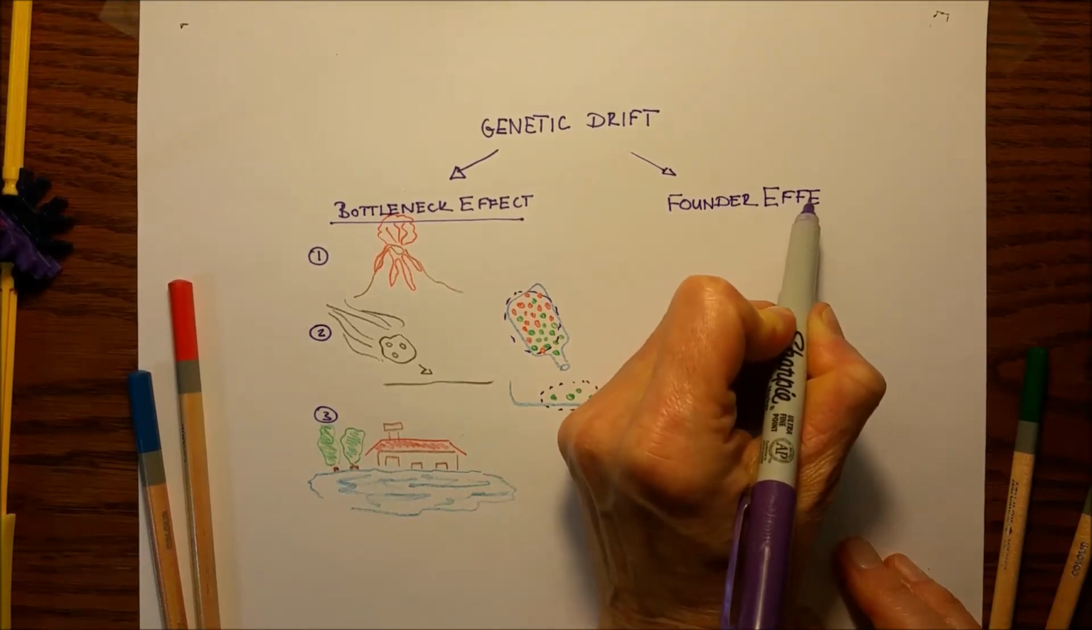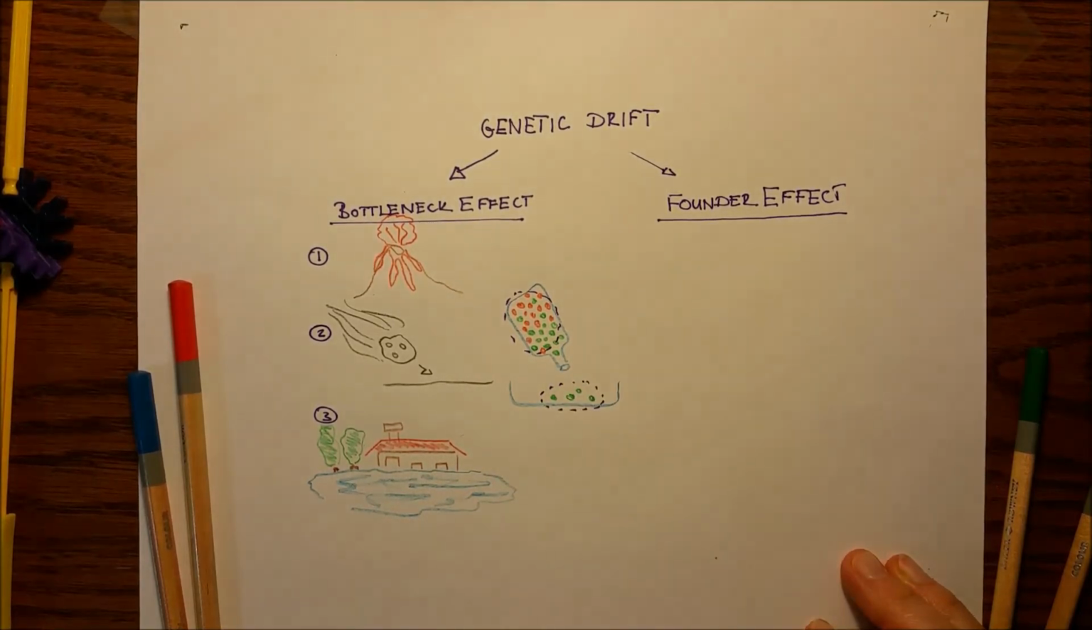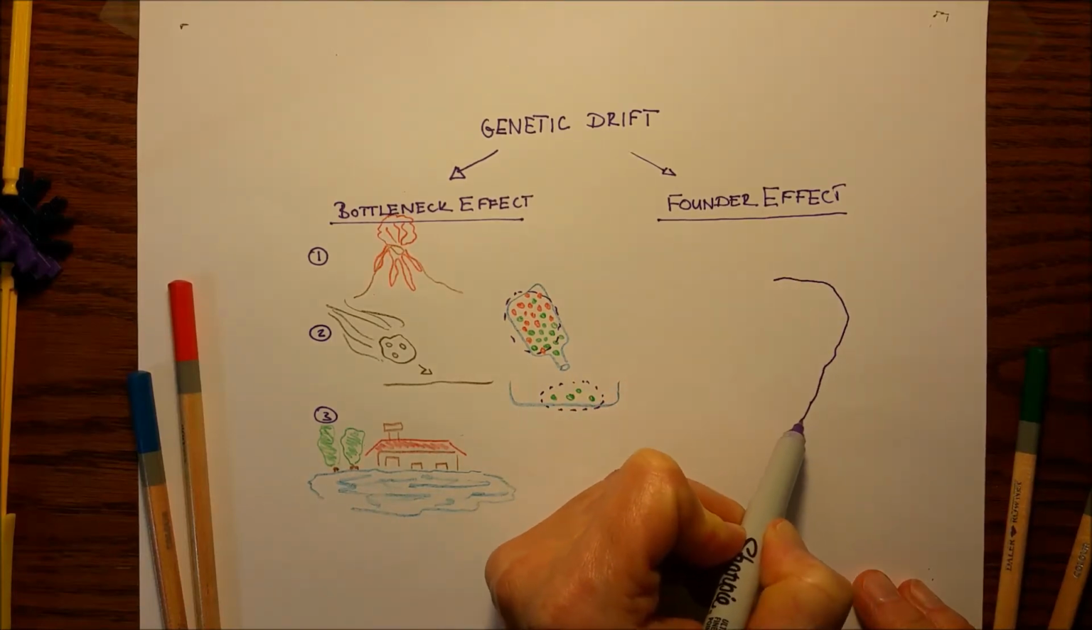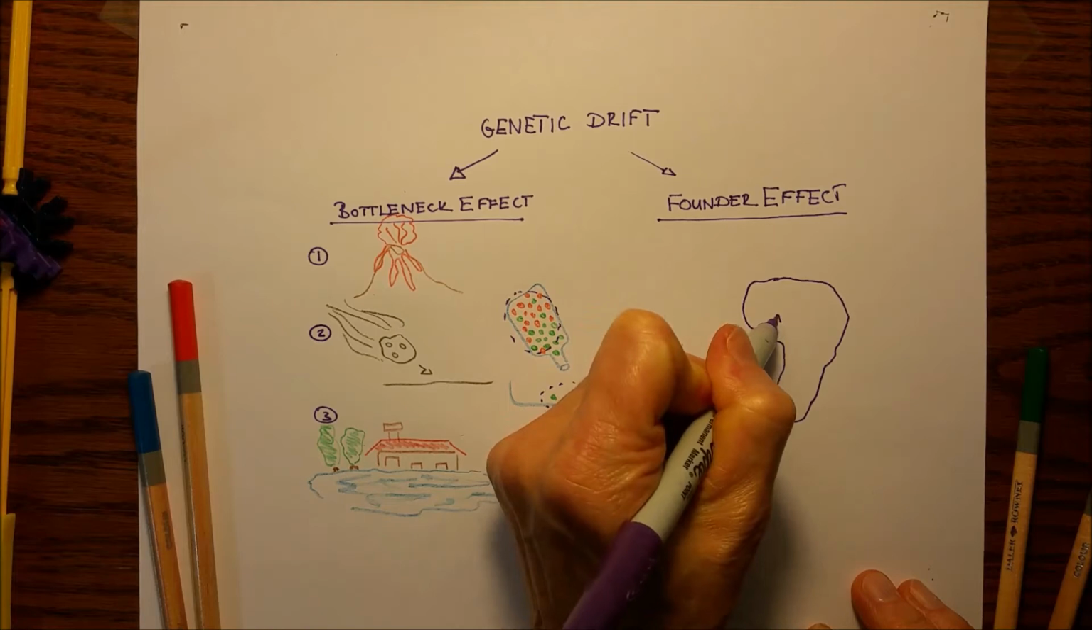The other one is the founder effect: migration of a small subgroup of a population to a new place, where they form a colony.